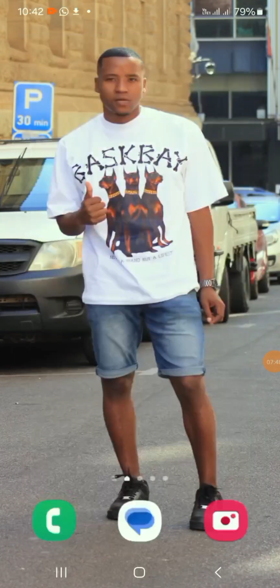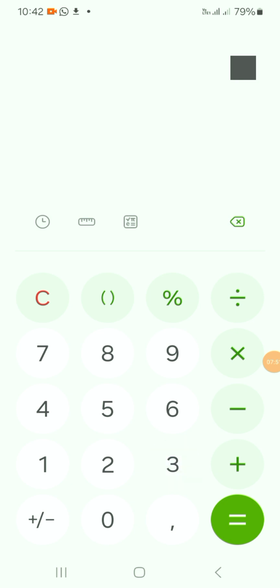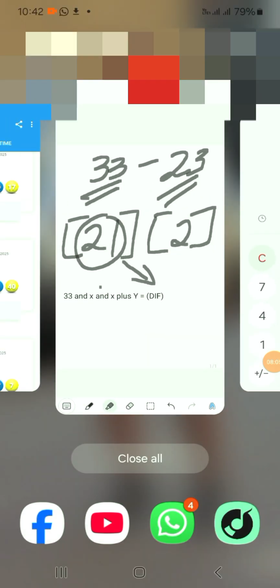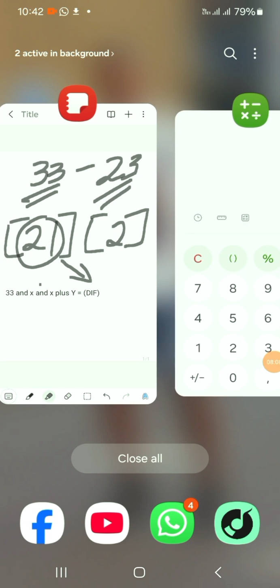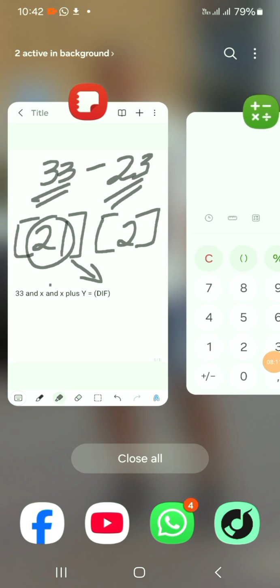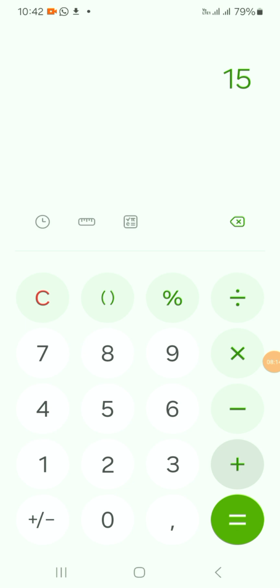Now let us go on our calculator here, right? We're going to say 33 and x again, and then we're going to add y. It gives me a difference of 15. Remember, Panthers, what did I tell you? I said we are going to add the difference of 15 now with what? With 21. We say 15 plus 21, it gives us 36. 15 and 21, it is giving us 36, right?